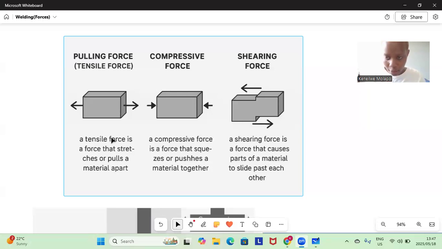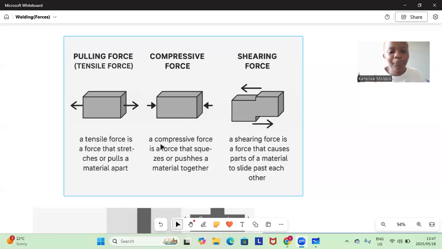Even if you have a ribbon, when you pull that ribbon on your right-hand side and on your left-hand side, the ribbon stretches. So a tensile force is applied.